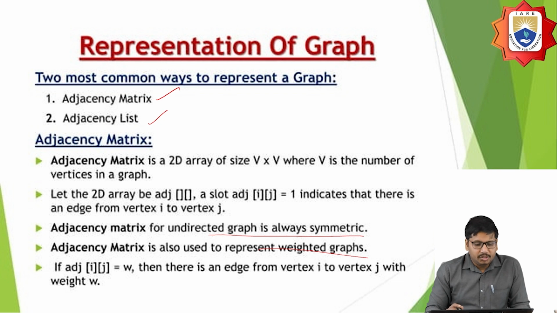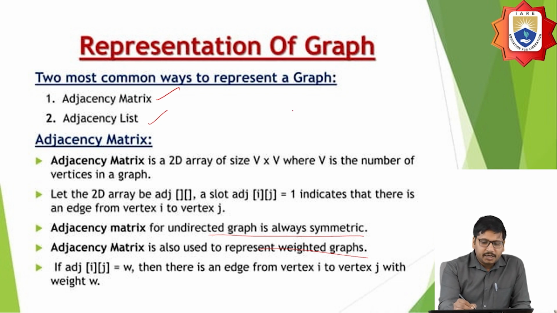So here, for the adjacency matrix, suppose I have a graph like this with vertices v1, v2, v3 and v4. To represent the adjacency matrix, take the set of vertices row-wise and then column-wise.